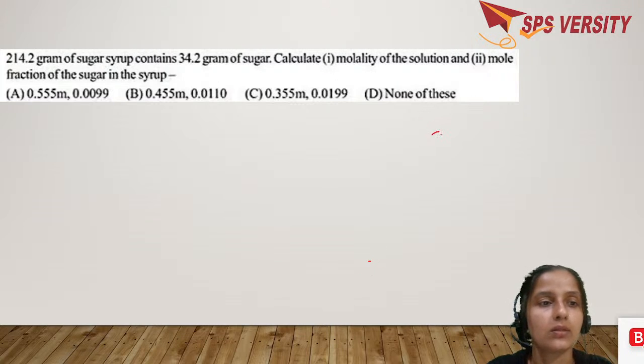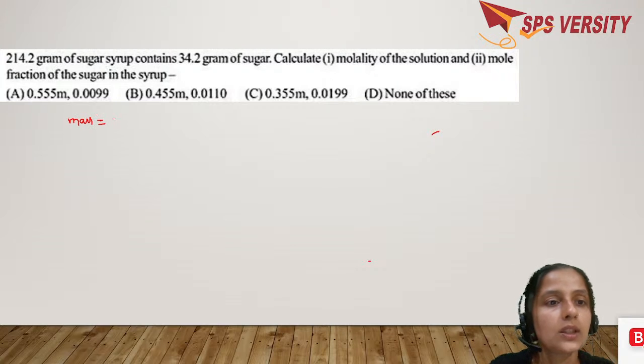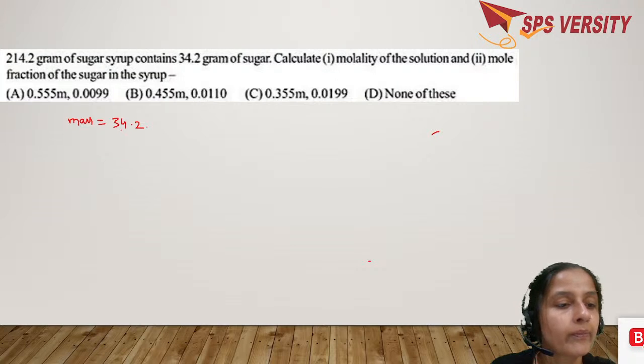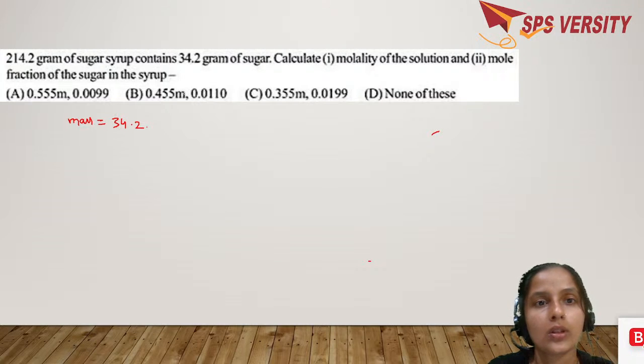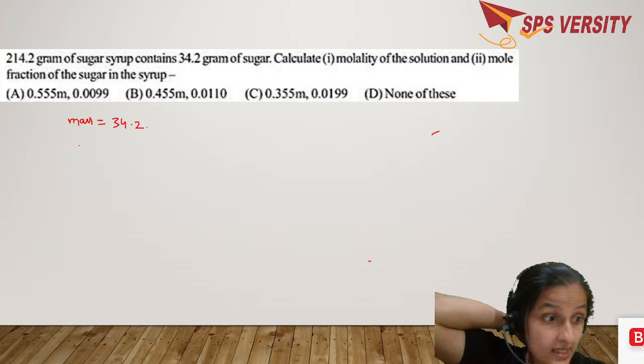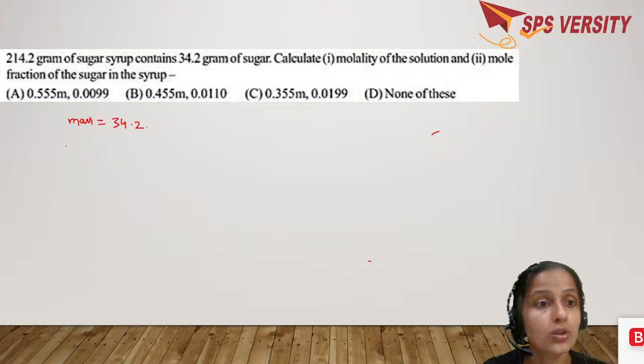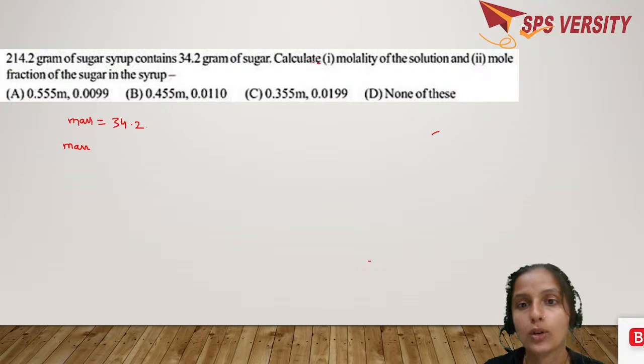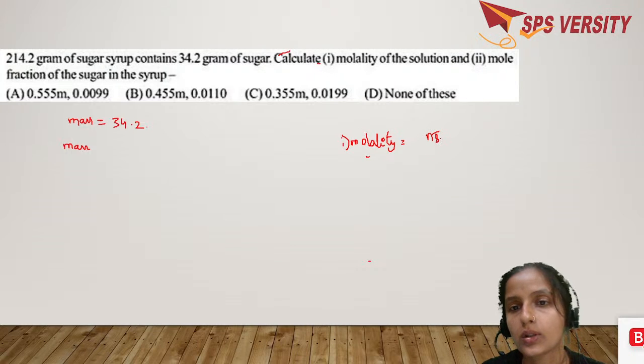The mass is given. I'll write it here. Mass is equal to 34.2. Then the number of moles of sugar, how do you find it out? Calculate molality. What is the mass of water? They have given sugar syrup. What is the formula for molality? Molality is equal to the number of moles of solute divided by the mass of solvent in kg.